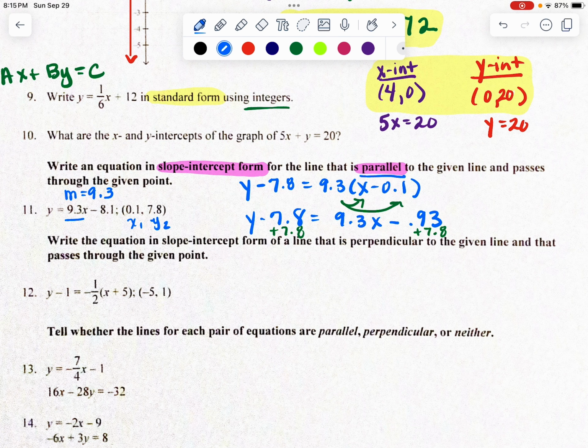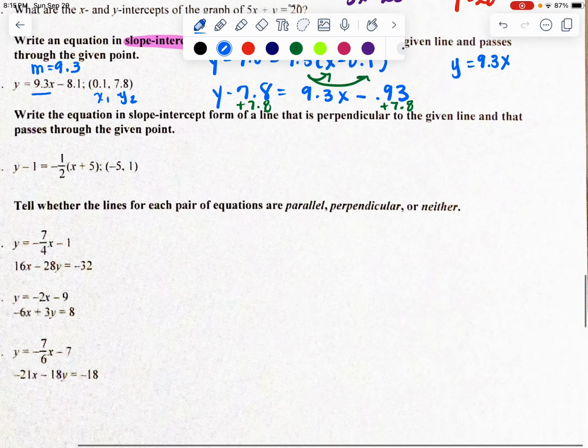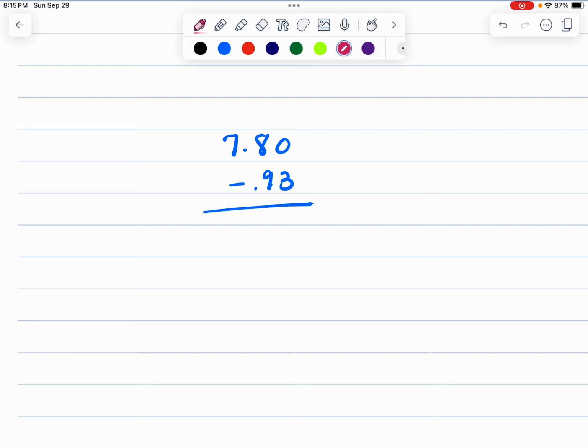Alright, so my final answer, let's see. I'm going to have y equals 9.3x. And then I need to do 7.8 minus 9.3. I cannot do that in my head, so I'm going to come down in here and do it. 7.8 minus 0.93. Old school subtracted. I do not have a calculator handy.